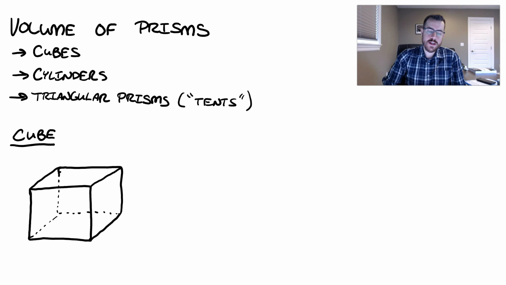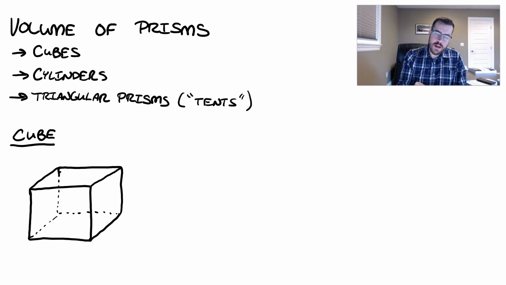So let's take a look at a cube here, and let's think about what volume really is. Volume is how much space an object has inside of it. So the amount of space available. That's what we're really trying to find.